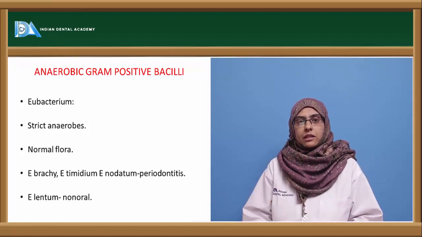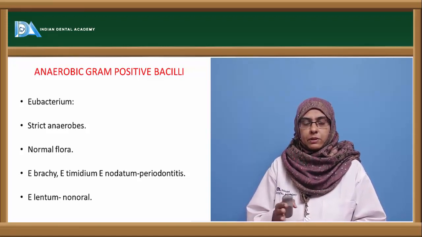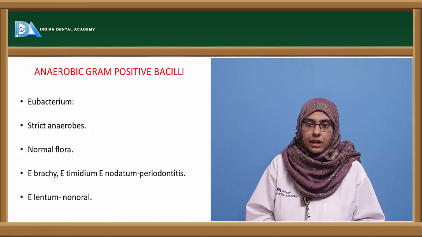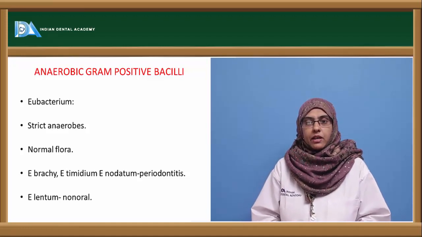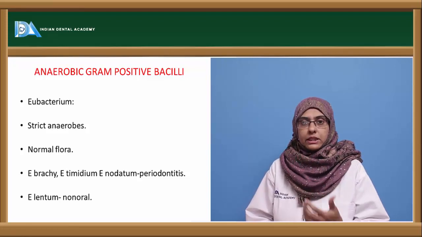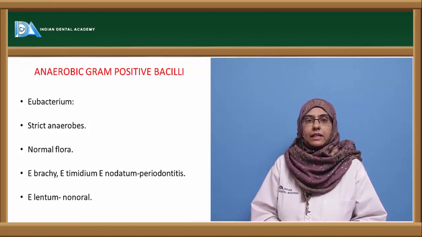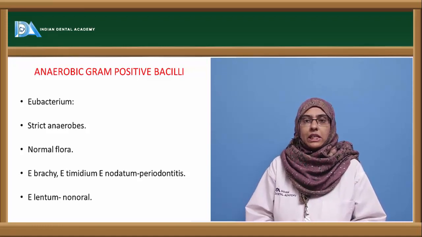The species involved in the pathogenic effect of this genus are E. brachy, E. timidum, and E. nodatum, which are mostly involved in oral lesions or dental caries and periodontitis, and E. lentum is the one that is involved in non-oral lesions.